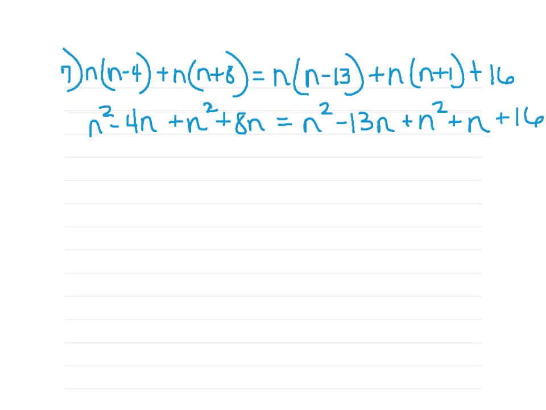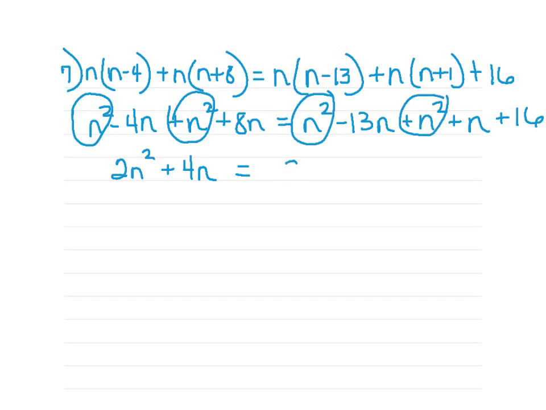I can combine 1n squared plus 1n squared, and I get 2n squared. And then I can combine my negative 4n plus 8n, and I get positive 4n. Simplifying on the right, again I have n squared plus n squared gives me 2n squared. I have negative 13n plus n. Negative 13n plus n is negative 12n. And bring down my plus 16.